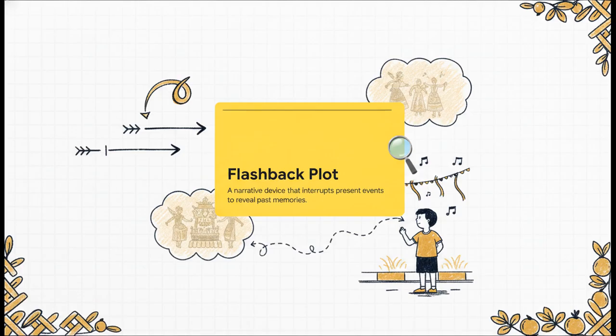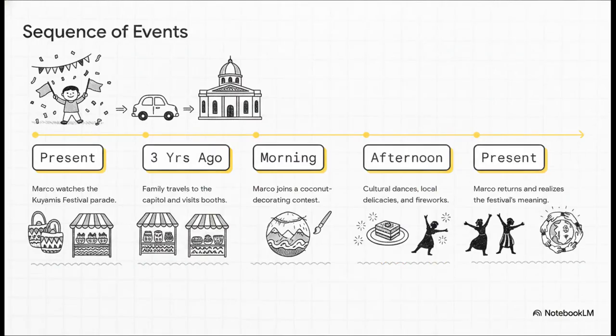In our anchor text, we have a boy named Marco. He's standing by the road watching the grand parade of the Quiamis Festival in Misamis Oriental. As he's taking in the vibrant dancers and decorated floats, the story suddenly interrupts this present reality to pull us back into a memory. Now take a look at how this story in a story arc actually maps out.